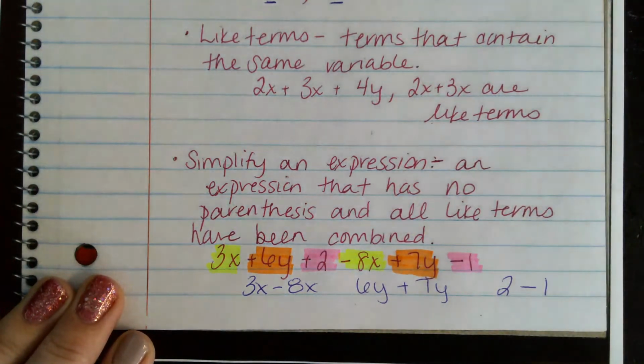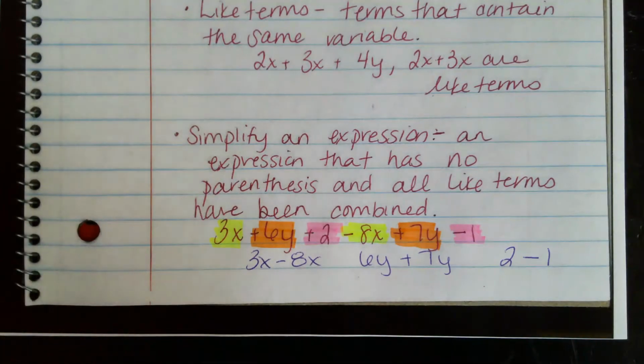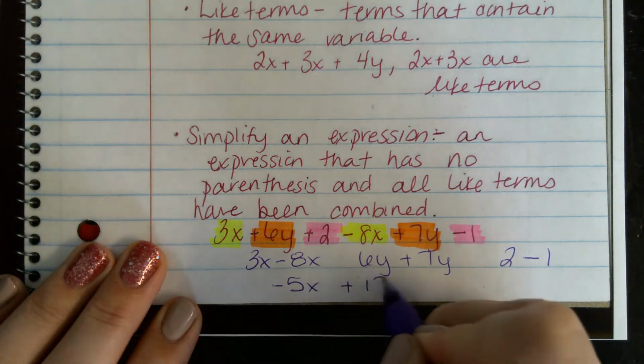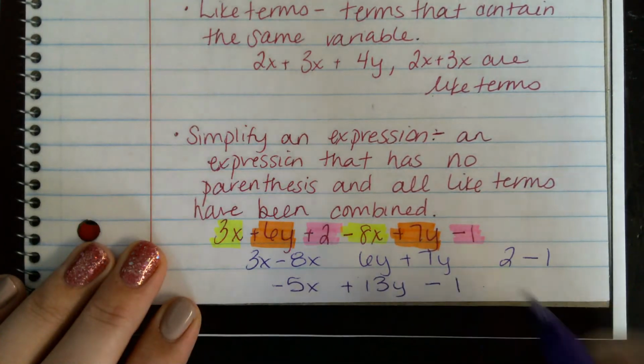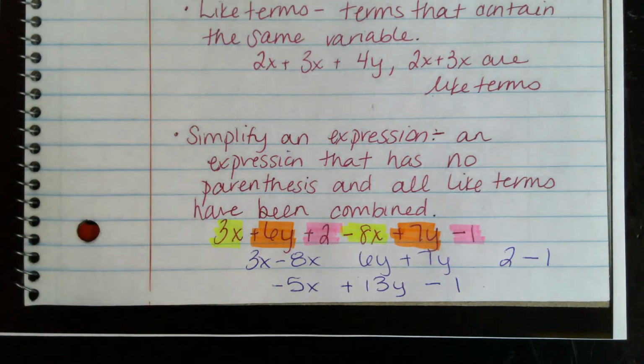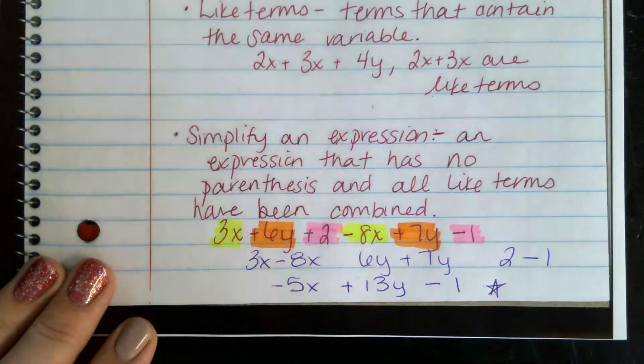Now, when I go through the process of actually figuring out what 3x minus 8x is, what 6y plus 7y is, and what 2 minus 1 is, and I come up with negative 5x plus 13y minus 1, I have just gone through and simplified my expression because we can't take it anywhere else. This would end up being our final answer.